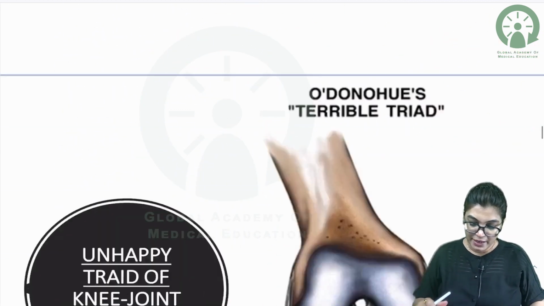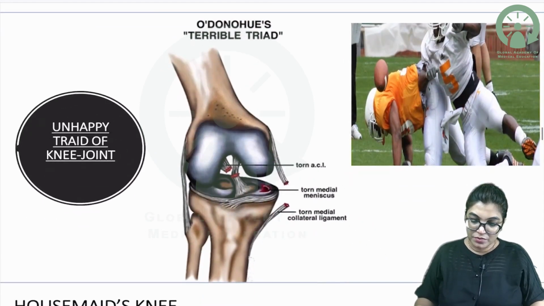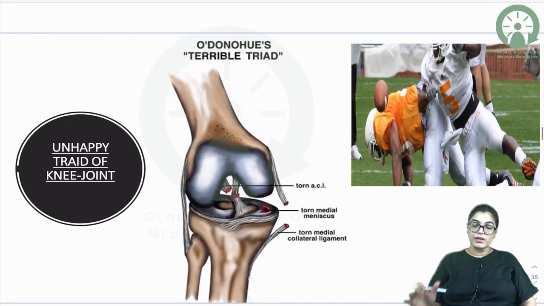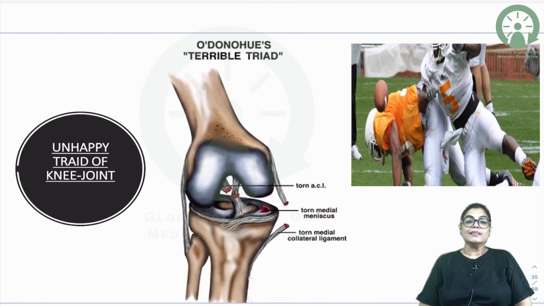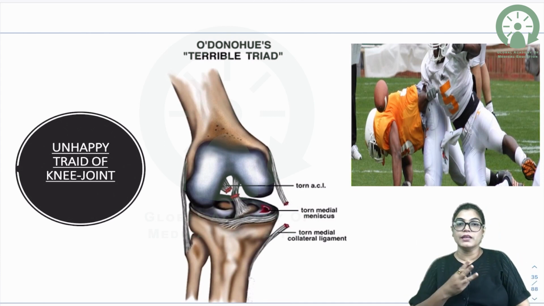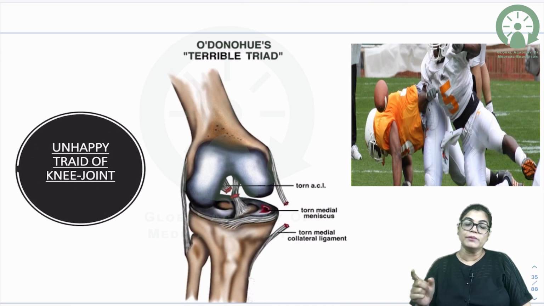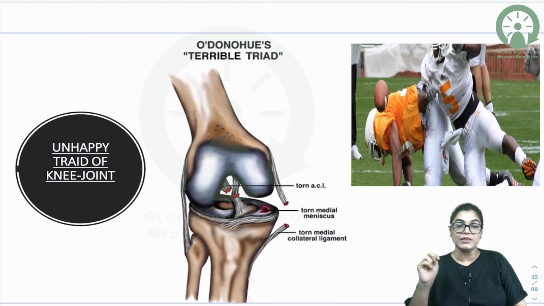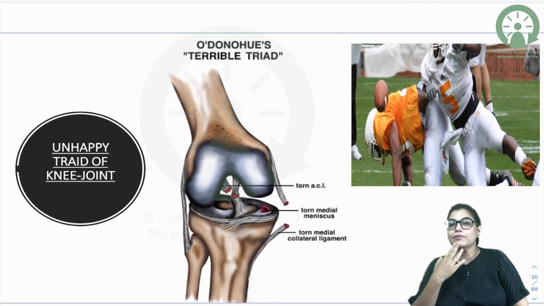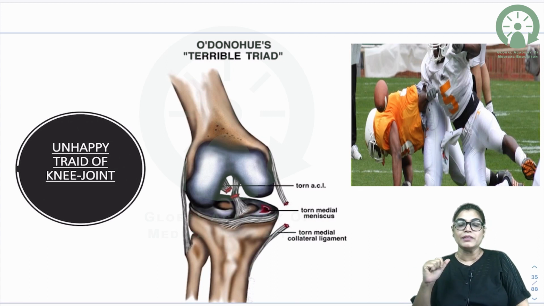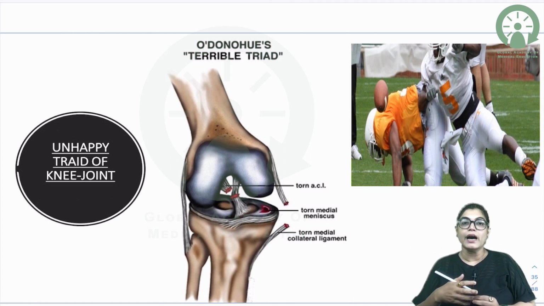Now, coming to applied anatomy. If I talk about applied anatomy, terrible triad of knee joint. When there is an injury of 3 important ligaments, it's called terrible triad. What are the 3 important ligaments being injured? There is tearing of anterior cruciate ligament along with medial meniscus and medial collateral ligament. It is seen in rugby football players when there is a direct hit on the knee joint, and it is terrible because the full integrity of these ligaments is not gained even after surgery. So this is called the terrible, or the unhappy, or the O'Donoghue triad of knee joint.